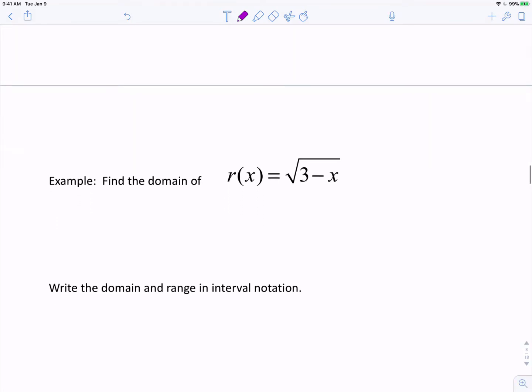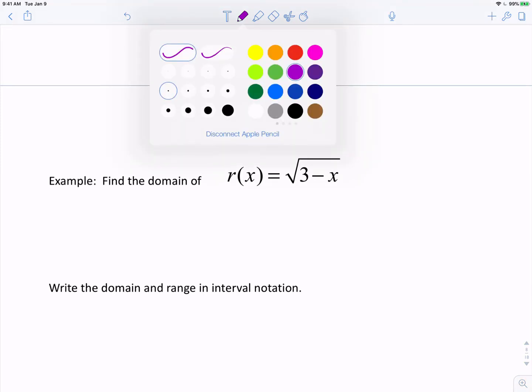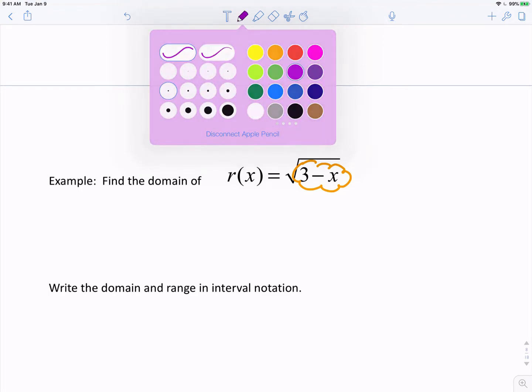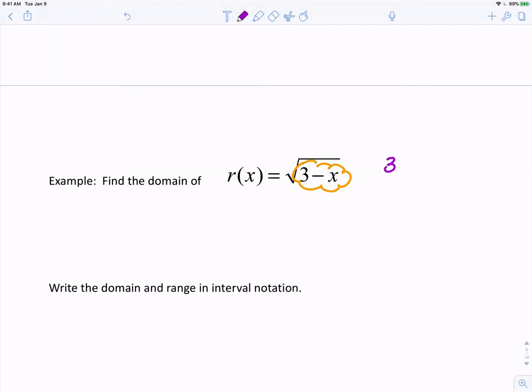Now let's do an even root. Find the domain of r of x is equal to the square root of 3 minus x. So with even roots, we know that this radicand here cannot be negative. In other words, this radicand, the expression under the radical sign, must be greater than or equal to 0. It has to be positive, meaning greater than 0, or it can equal 0, but it cannot be negative.